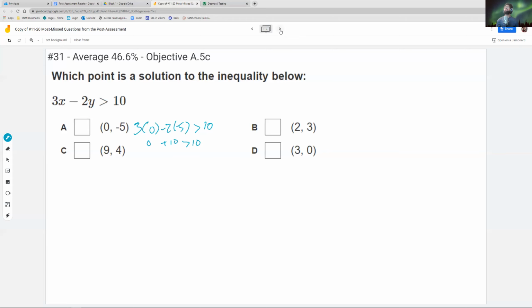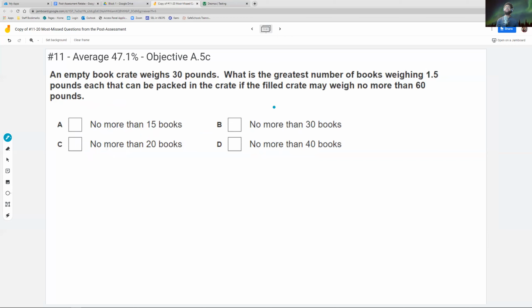All right. Next one says, an empty book crate weighs 30 pounds. What is the greatest number of books weighing 1.5 pounds each that can be packed in the crate if the filled crate may weigh no more than 60 pounds? Now, the first time I read this one, I was like, ooh, that's a little confusing. So I definitely recommend reading it again. An empty book crate weighs 30 pounds. I was like, why did they give us that?